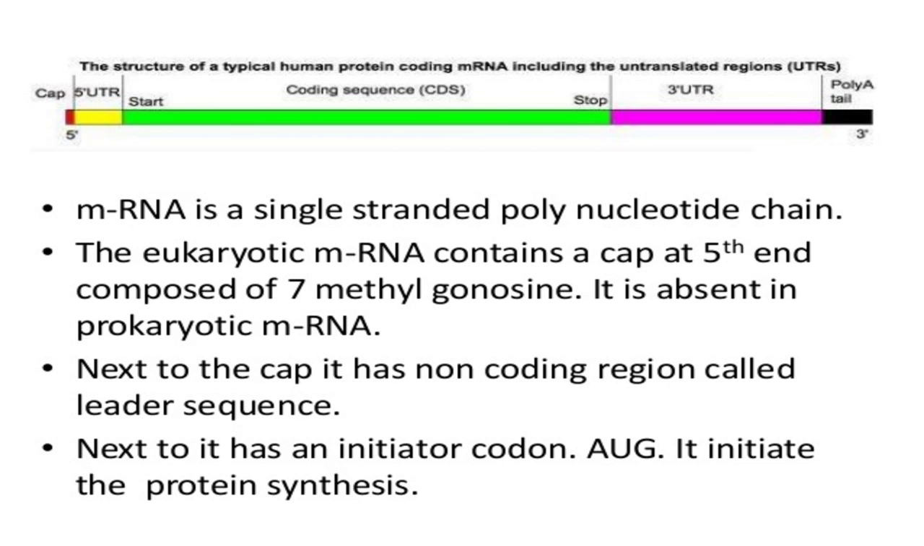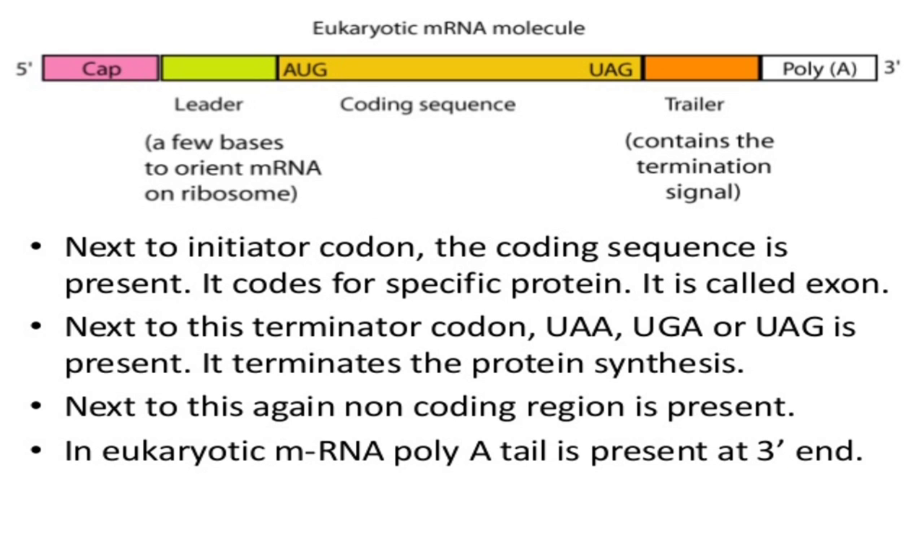mRNA is a single stranded polynucleotide chain. The eukaryotic mRNA contains a cap at the 5' end, composed of 7-methyl guanosine. It is absent in the prokaryotic mRNA. Next to that cap, it has a non-coding region called the leader sequence. Next to it is an initiator codon, AUG, which is the basis of the RNA. It initiates the protein synthesis.